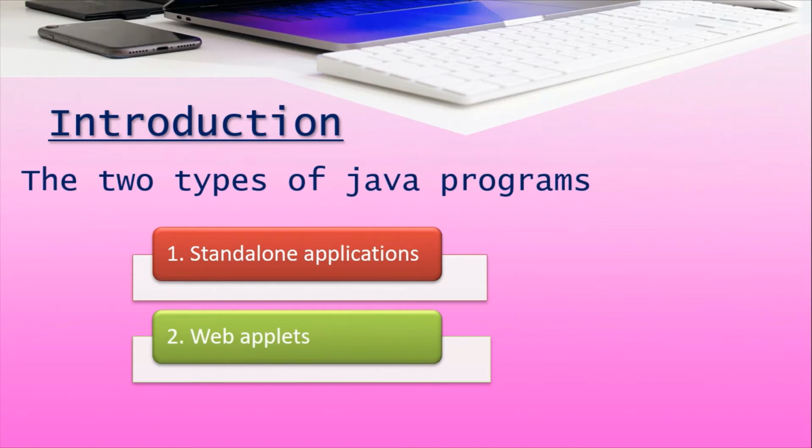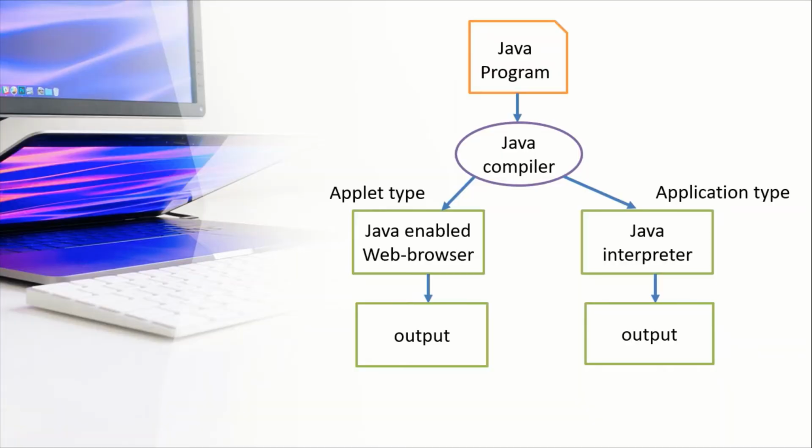What is a standalone application? Here the Java program is given to a compiler. Now what is the output of the Java compiler? The Java compiler's output is bytecode. And if you execute that Java bytecode by a Java interpreter, then we will get the output, right? This is the application type.